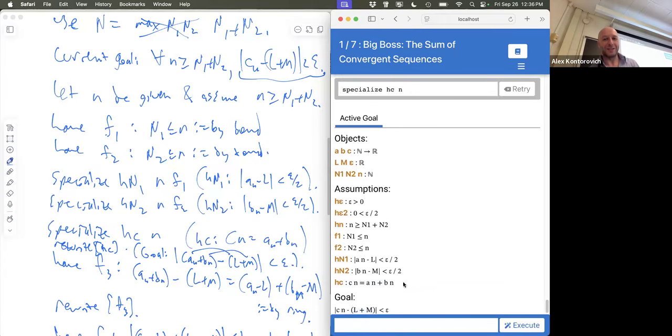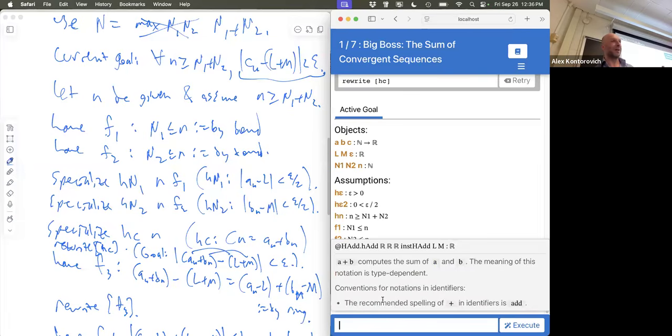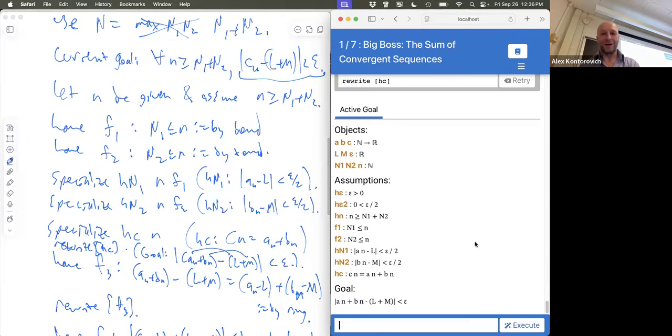Okay, so now we know what Cn is. You'll notice that I often write the correct things but say the opposite of what I mean. Sorry, we'll get through it together. Now what? Rewrite HC. Beautiful. Now we have the parentheses the wrong way, A plus Bn minus L plus M. So let's get the parentheses the right way.